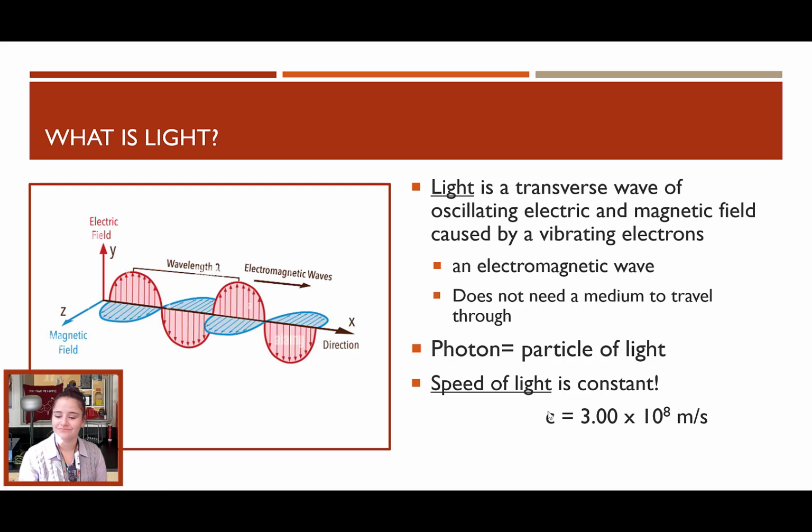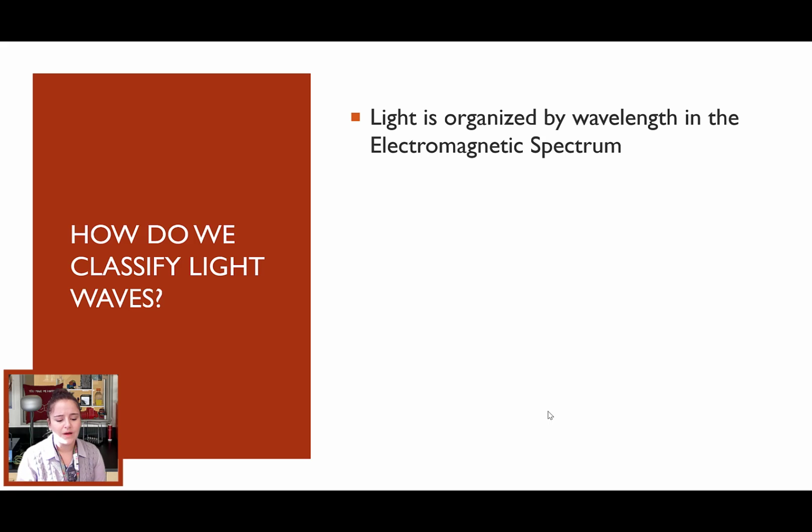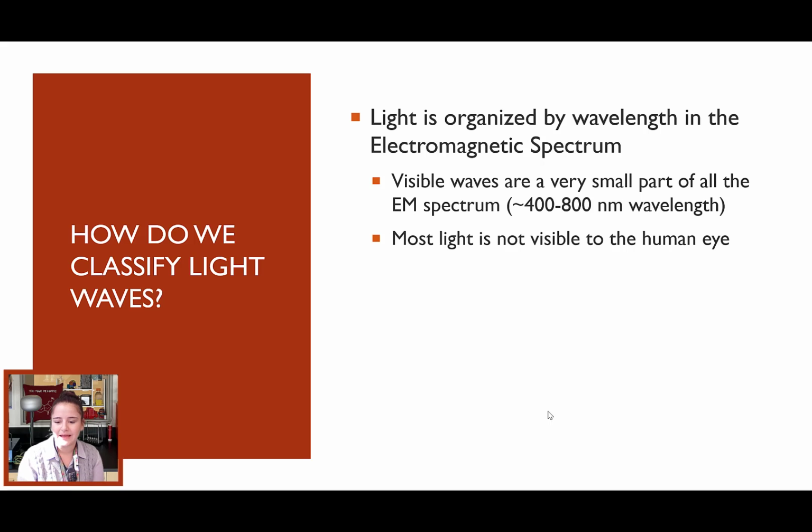Okay, cool. So how do we classify light waves? Well, they're organized by wavelength into something called the electromagnetic spectrum. And we're going to look at that in a sec. But an important thing to note about it is that visible waves, the kind of light that we see with our eyes, is only a teeny part of the electromagnetic spectrum.